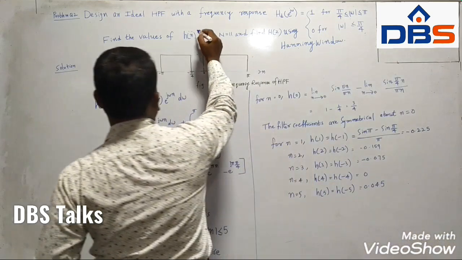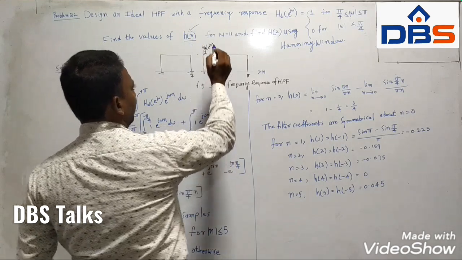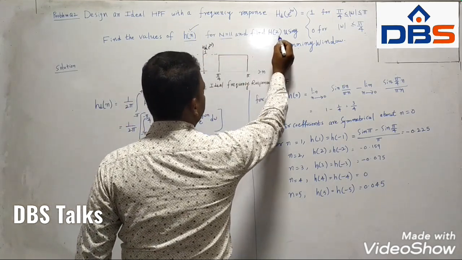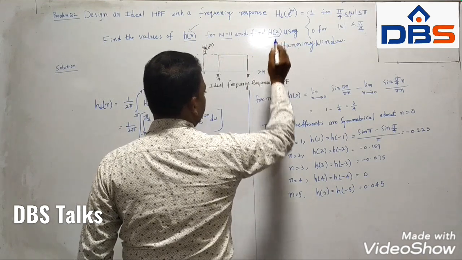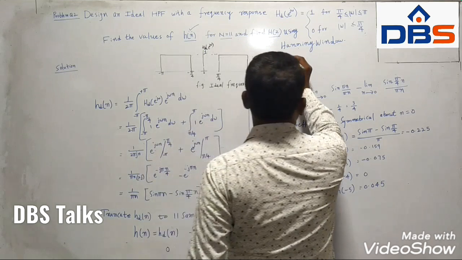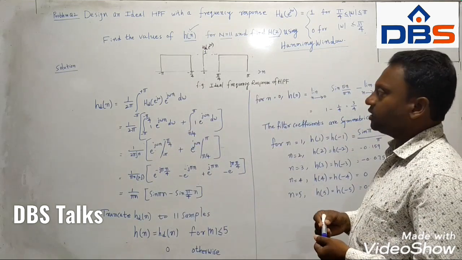Find the values of h of n, the impulse response, for n is equal to 11, and also find H of z. What is H of z? H of z is the digital filter transfer function using Hamming window. So this is the problem statement.